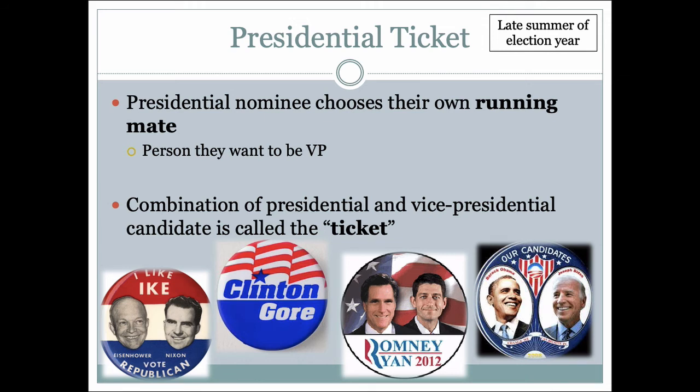And right around that time of the National Convention, this is when presidential candidates create their presidential ticket. What that means is that this is where the presidential nominee chooses a running mate, someone who will run with them as their potential vice president. That combination of a president and vice presidential candidate is called the ticket. So this happens right around the time of the National Convention, so late summer of the election year.